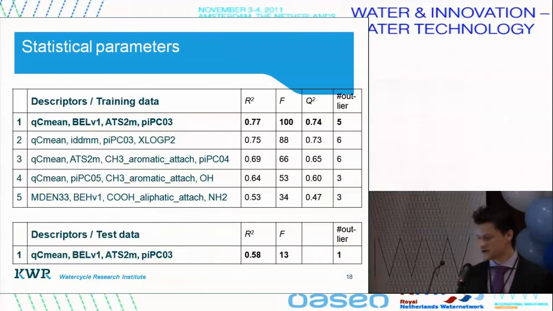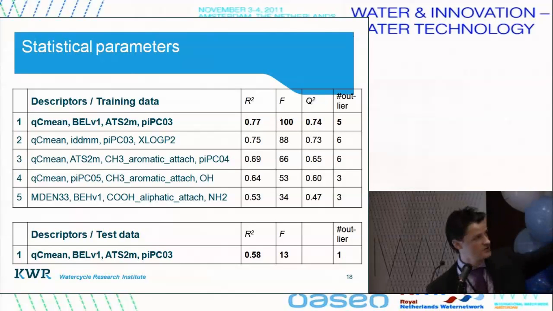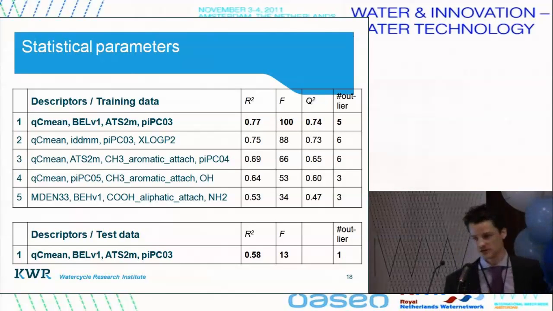Here you see the different statistical parameters for the 5 QSAR models we obtained. And you see that the R squared is about 0.8 for the best one, which is quite okay. I needed to remove 5 outliers because they had too much difference. I will show in another plot why I removed them. And you see that for the test set, the R squared is a little lower. So it's still okay, but it's not that high.